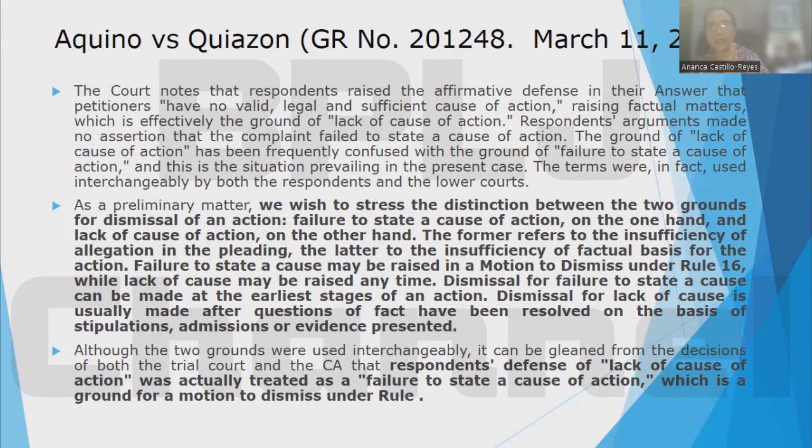Okay, in the case of Aquino versus Yason, again, the court reiterated the distinction between the two grounds for dismissal of an action at that time: failure to state a cause of action and lack of cause of action. So failure to state a cause of action refers to the insufficiency of the complaint itself, while lack of cause of action refers to the insufficiency of the evidence, okay, to support the cause of action, the factual support of the cause of action.